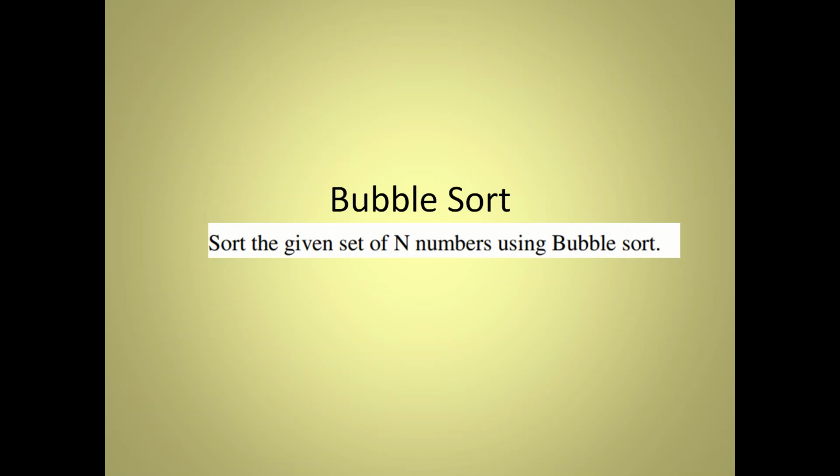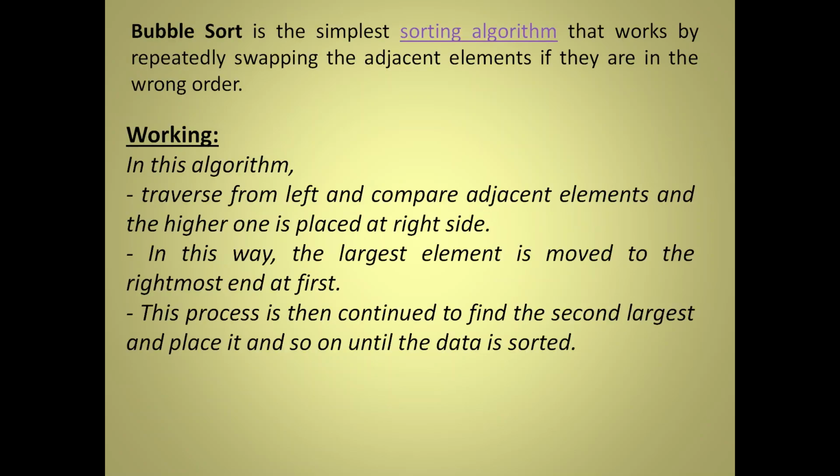I'll first read out the program statement. We are given some numbers and we have to sort those numbers using bubble sort. The program statement is: sort the given set of n numbers using bubble sort. Here is the explanation for how it works.